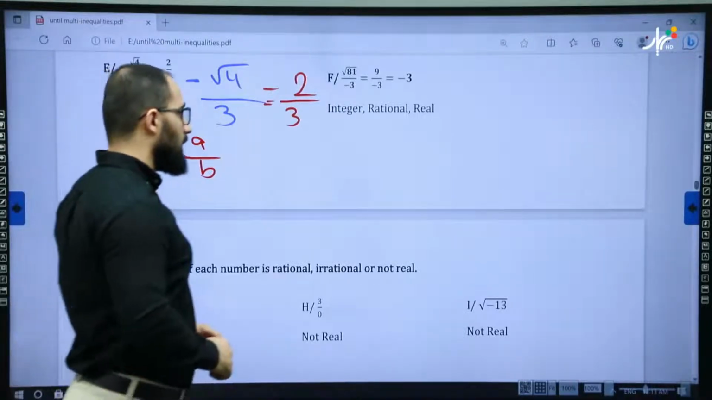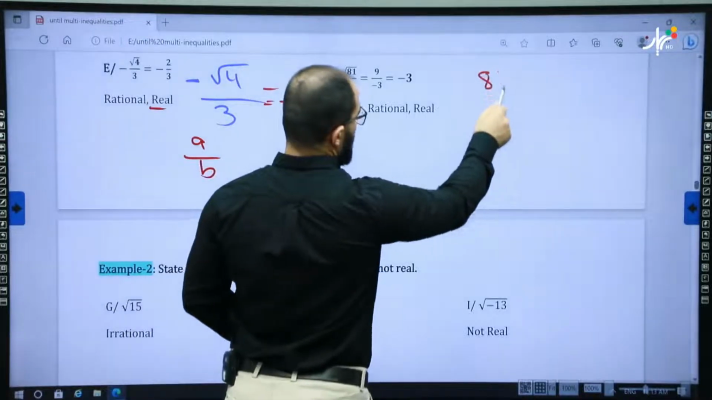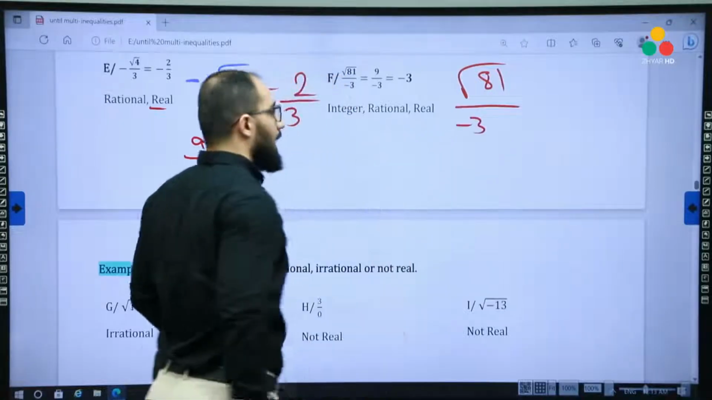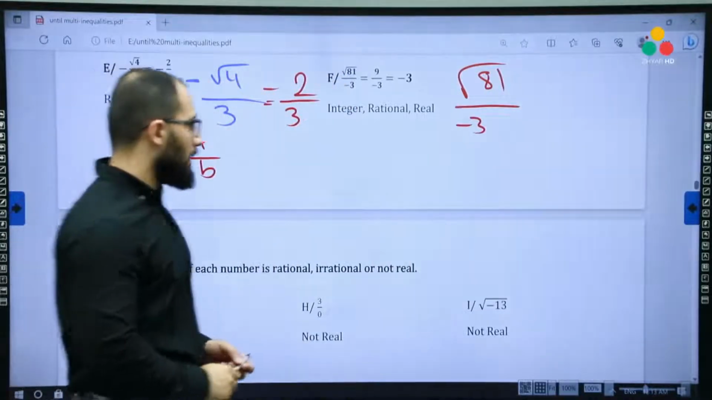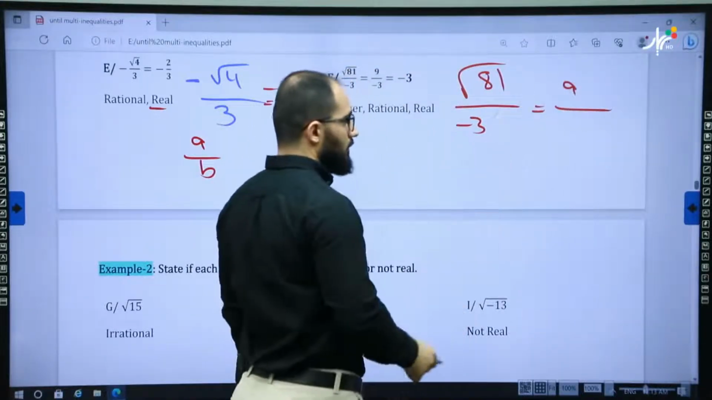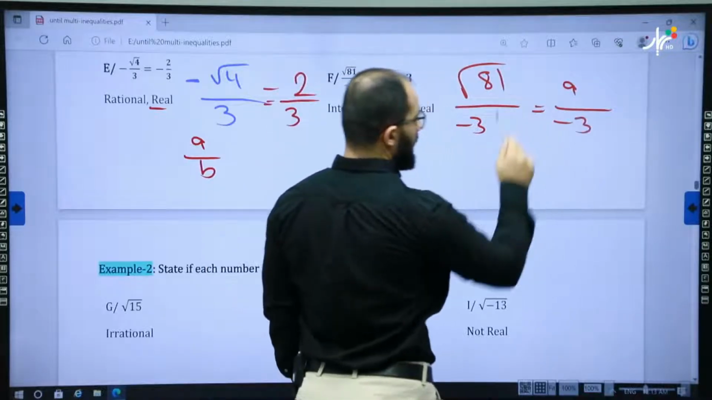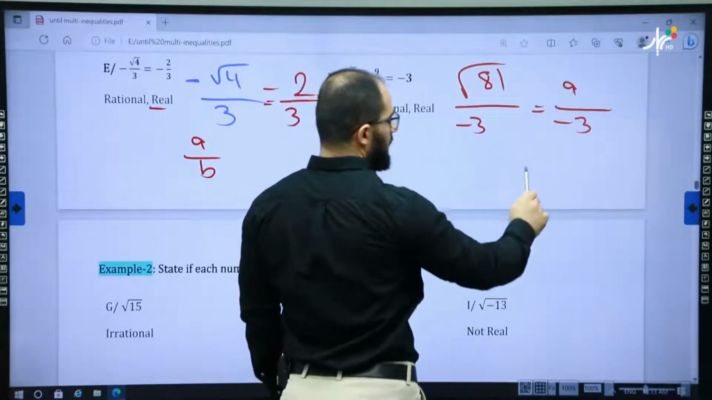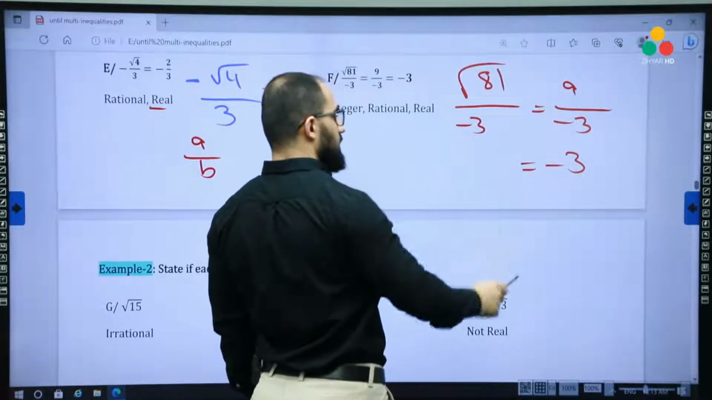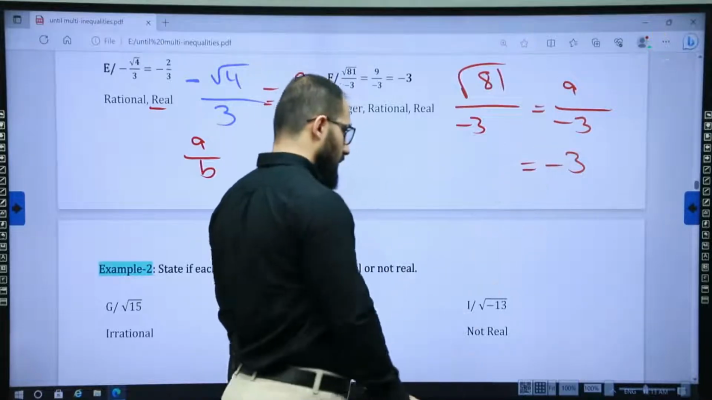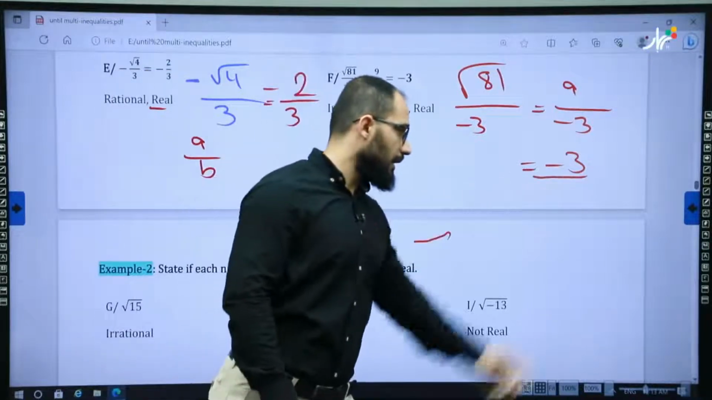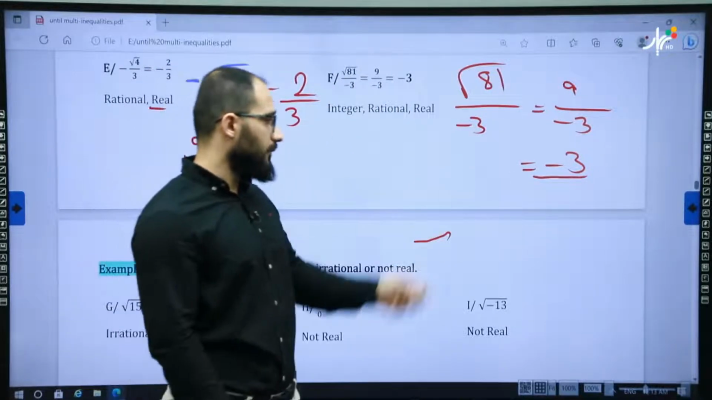And the last example is the square root of 81 over negative 3. Again, we have to simplify it. You know that the square root of 81 is 9, divided by negative 3. So 9 divided by negative 3 is equal to negative 3, because positive divided by negative is negative. 9 divided by 3 is 3. So what can we say about negative 3? It is integer, it is rational, and also it is real.